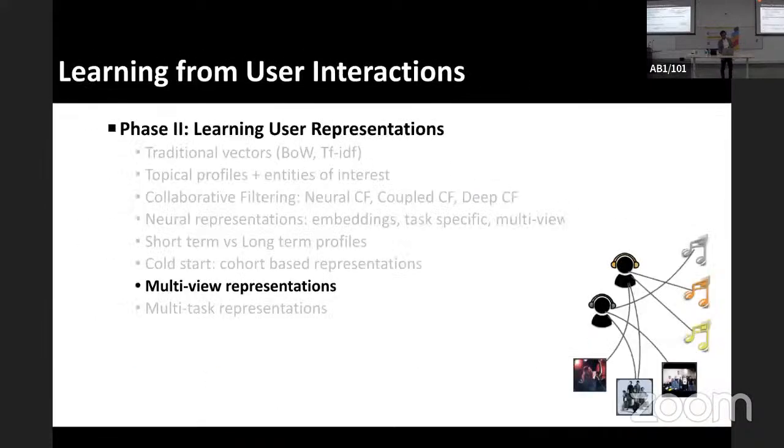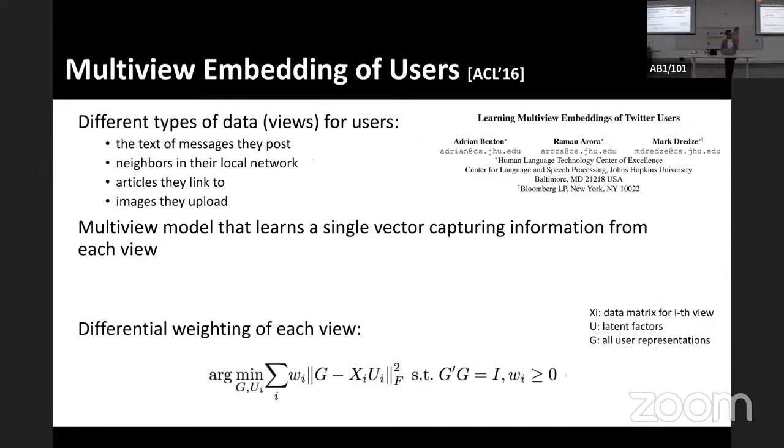The interesting part comes in when we have multiple views of data. And there's a very nice Spotify paper coming up in a few slides. But essentially, what we generally have is multiple views of the user: the text of the messages they've been posting, the neighborhood in the local network, the articles they link to, the images they upload. So there's a multi-dimensional view of the users available. Instead of learning from just one modality, I can learn from multiple views of the user. That should give me a richer user representation. If I have more data, why not use it?